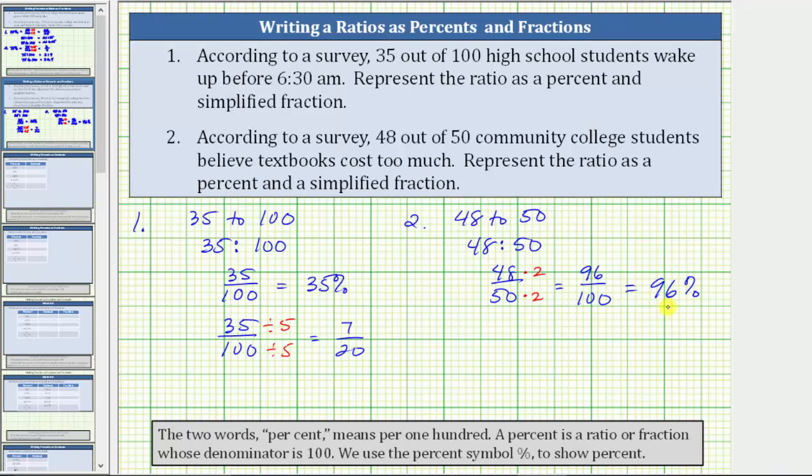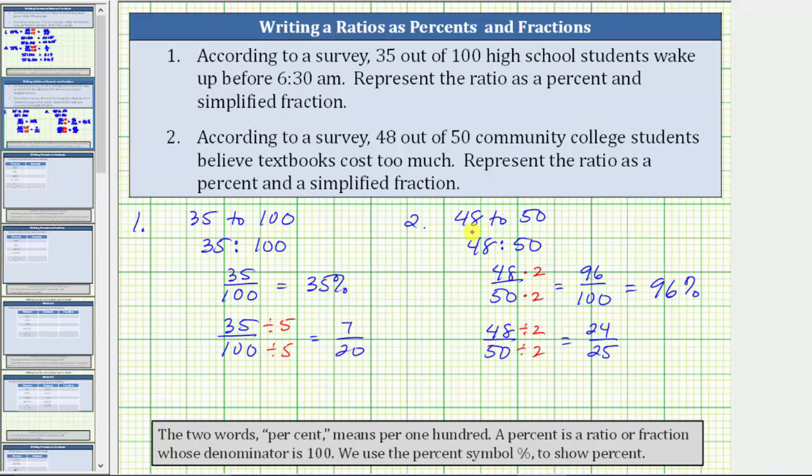And now we need to find the simplified fraction for the ratio of 48 out of 50, or 48 to 50. So in fraction form, we simplify by simplifying out the greatest common factor between 48 and 50. The greatest common factor is 2. To simplify, we divide 48 by 2, and we divide 50 by 2. 48 divided by 2 is equal to 24. 50 divided by 2 is equal to 25.